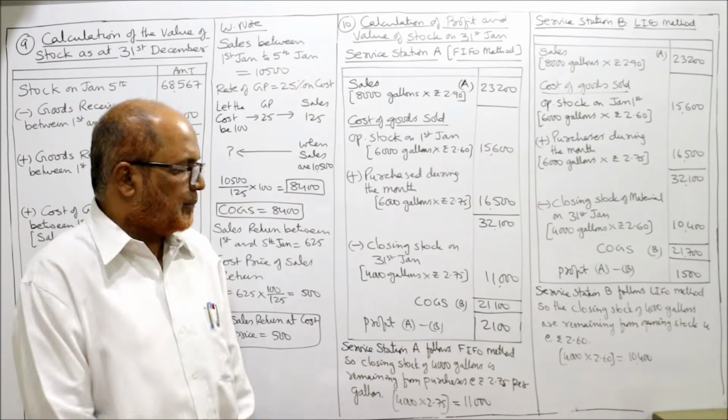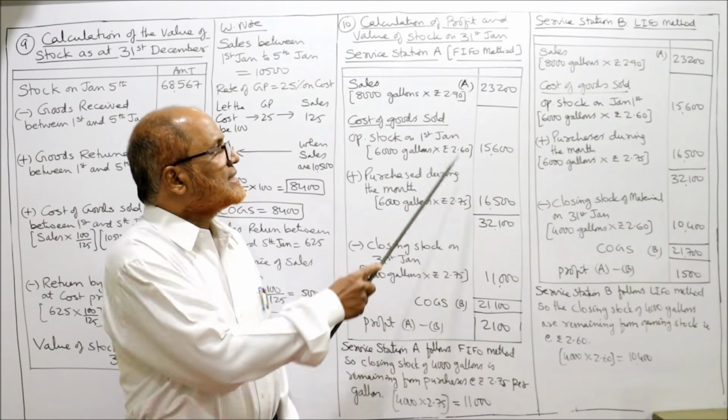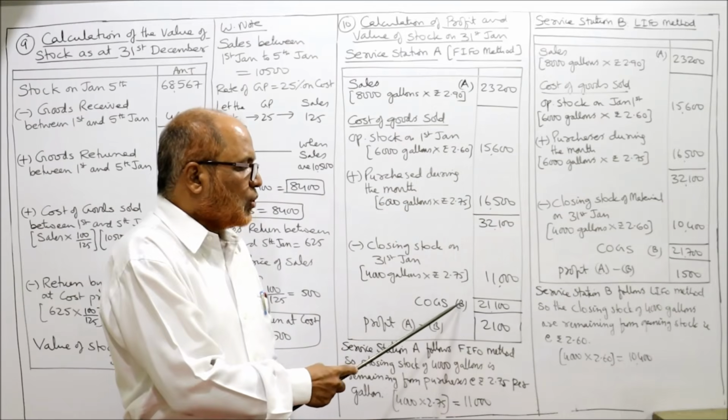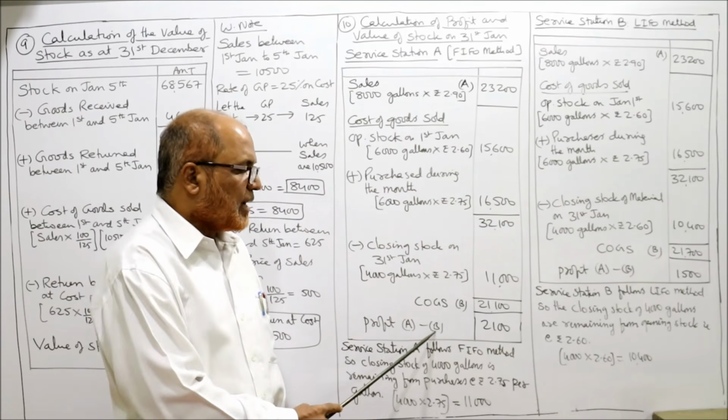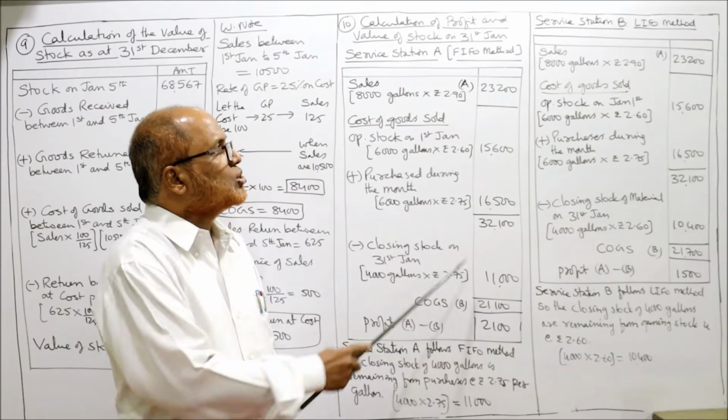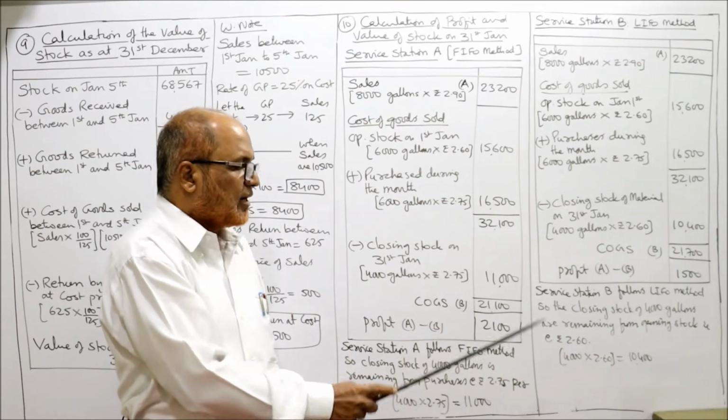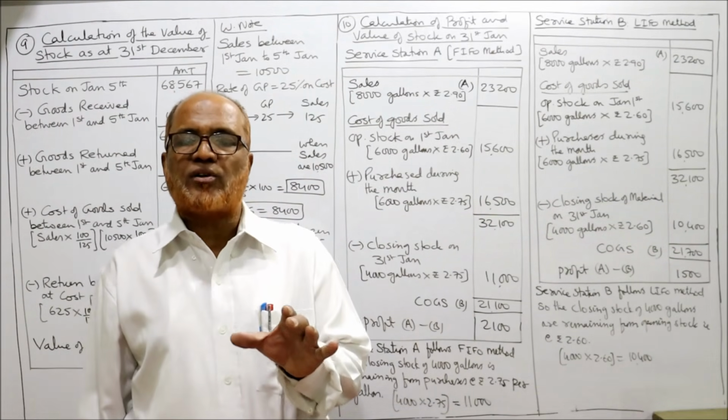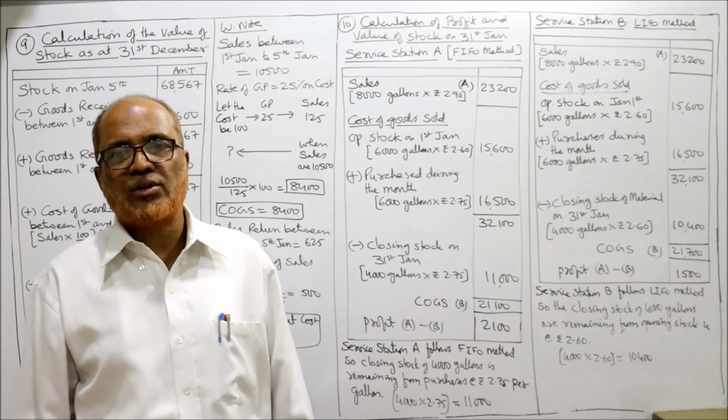I treat it as B. Now sales A, cost of goods sold B. So profit is A minus B, sales minus cost of goods sold. 23,200 minus 21,100, 2,100 is the profit of service station A, which follows FIFO method.